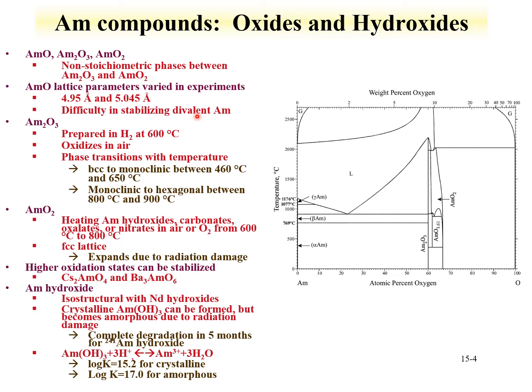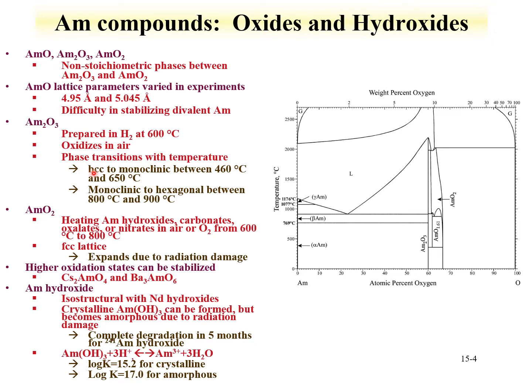There's difficulty in formation of the monoxide because of the instability of divalent Americium. If one looks at the literature, there are ranges of the lattice parameters, which is always indicative that the compound is not stable and possibly further experiments should be performed. The Am2O3 is the trivalent Americium. It can be prepared under reducing conditions at 600 degrees, and at higher temperature it oxidizes in air.